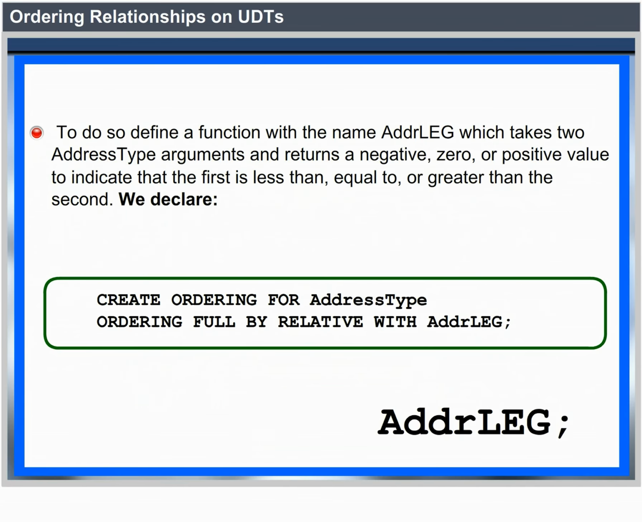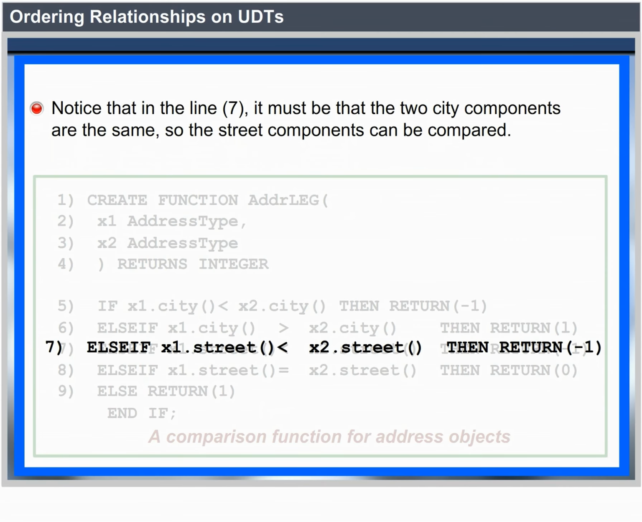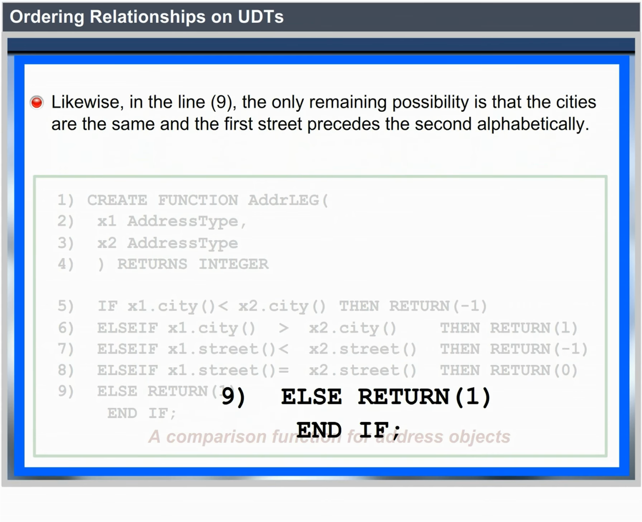Notice that if we reach line 7, it must be that the two city components are the same, so we compare the street components. Likewise, if we reach line 9, the only remaining possibility is that the cities are the same and the first street precedes the second alphabetically.